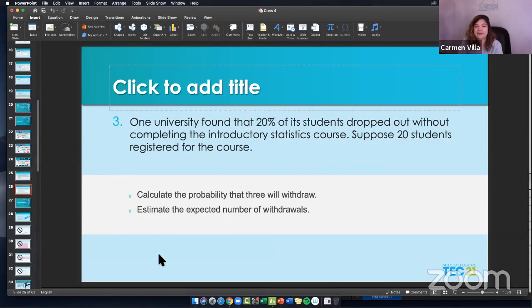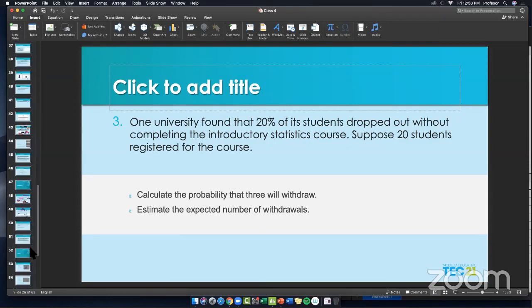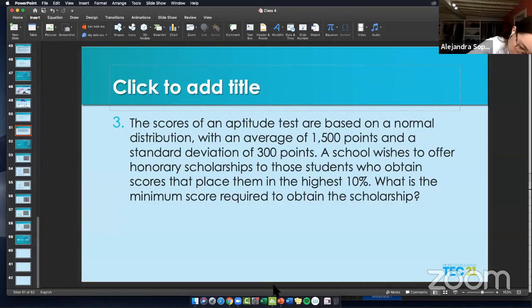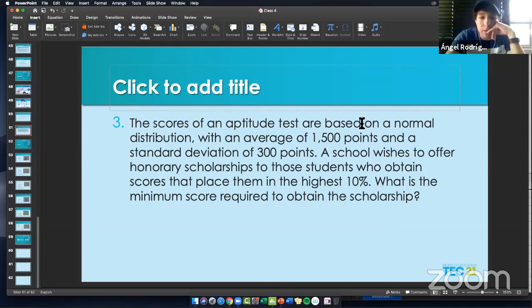This one. Binomial? Binomial. Again, we have percentage, we have number of students, or the other way, we don't have the mean and we don't have information about the standard deviation. Yes? Easy peasy. Lemon squeezy. The scores of an aptitude test are based on a normal distribution. It already says so. So normal distribution.